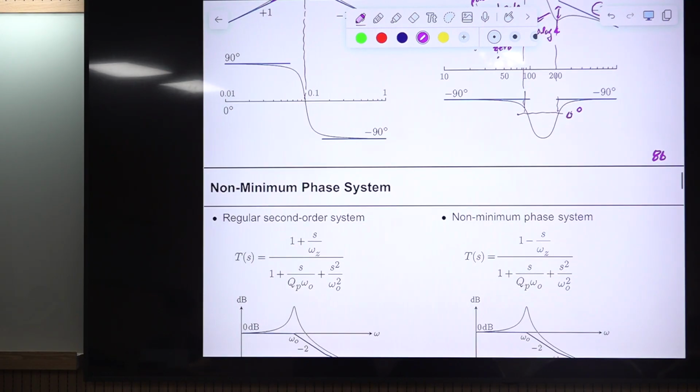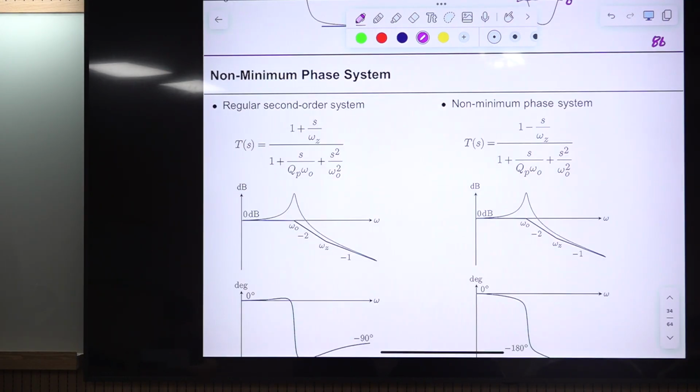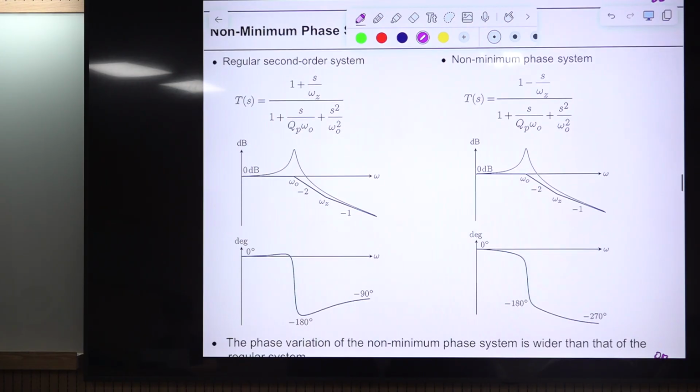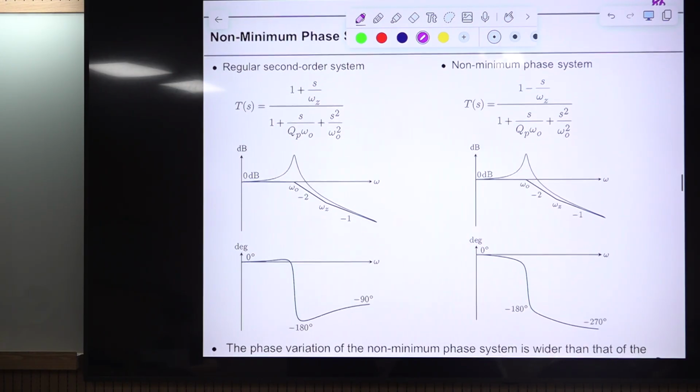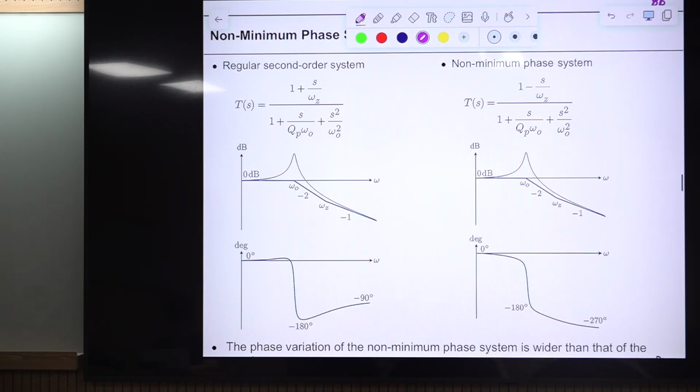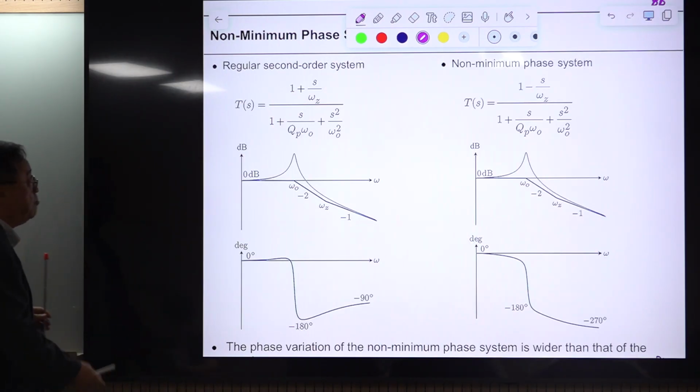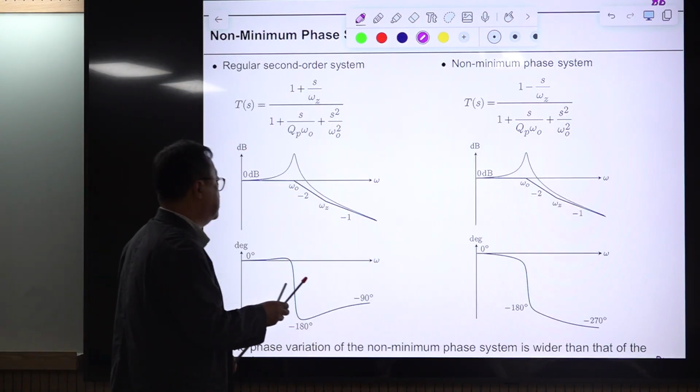All right. Now, this is a very important story. Non-minimum phase system. The system having an RHP pole or RHP zero is called a non-minimum phase system. I'll explain why people call it a non-minimum phase system.